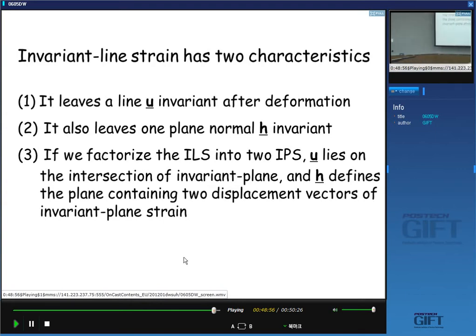So if we have an invariant line deformation and we can factorize, we can divide invariant line strain into two successive invariant plane strains, then the invariant line is an intersection of two invariant planes, and the invariant normal is a plane normal which contains two displacement vectors. That is a very important property of invariant line strain, and we will apply this in the next class to formulate the theory of martensite transformation, the crystallography theory of martensite transformation.